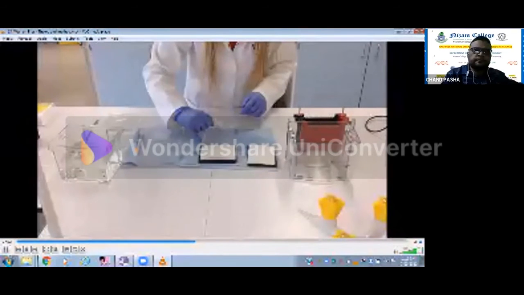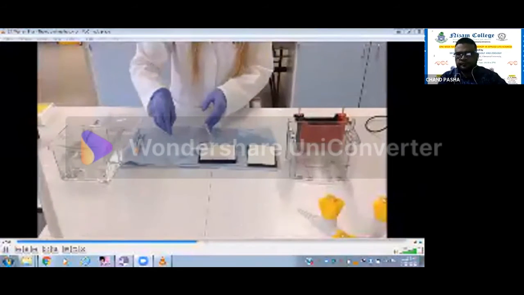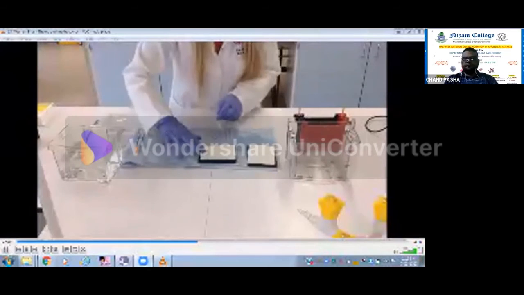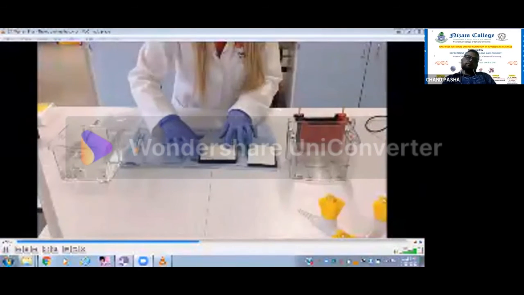What you may notice is that when you lay down the membrane, some air bubbles might form. One of the best ways to remove these is to pour some transfer buffer over it, and then use either a roller or carefully pat away the air bubbles.